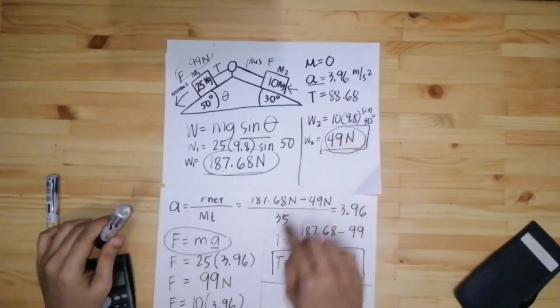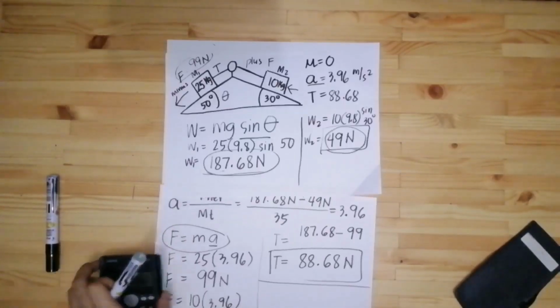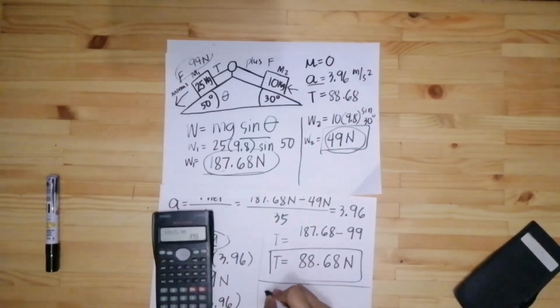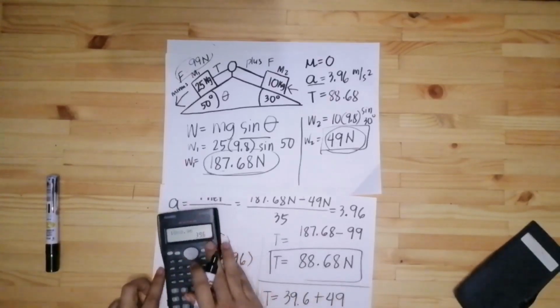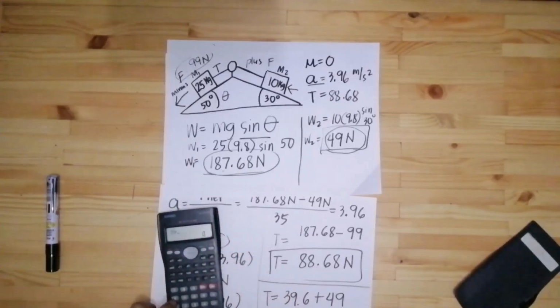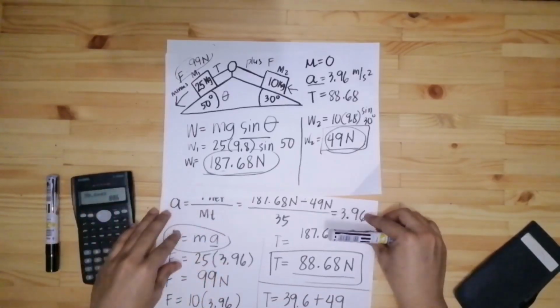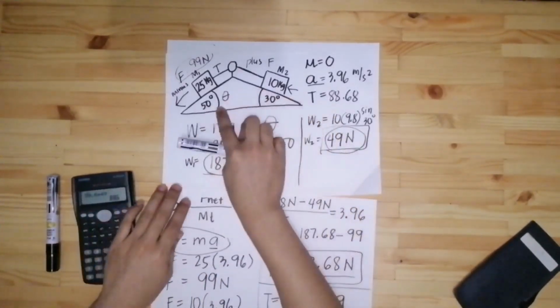Kung ito ay mas mabigat kumpara dito, ang tendency si 10 kilograms, aangat siya. So, pag paangat, ibig sabihin magpa-plus tayo. Pag add natin yung 49 tsaka 39.6, 39.6 plus 49 is equal to 88.6 Newton. So, parehas lang siya ng lumabas sa sagot. Small difference lang naman yun. So, that's how you deal with this kind of problem.